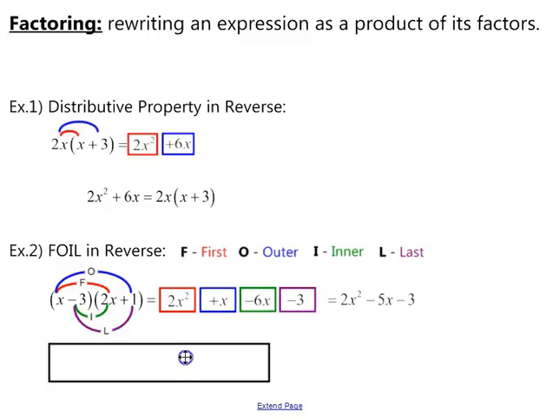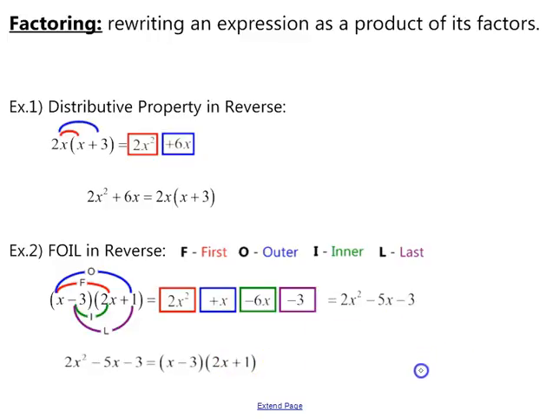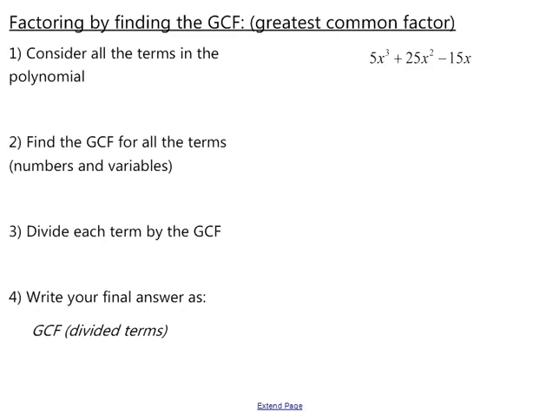So factoring would be going from this answer to what our original was. So we would start off with 2x squared minus 5x minus 3, and then our final answer would be x minus 3 in parentheses times 2x plus 1 in parentheses. We're going to go through a few different methods on how to factor. The first is factoring by the GCF. You have to do this first regardless of what type of polynomial you have.